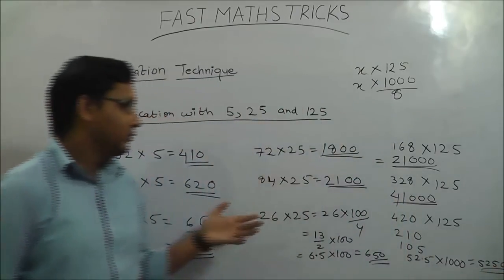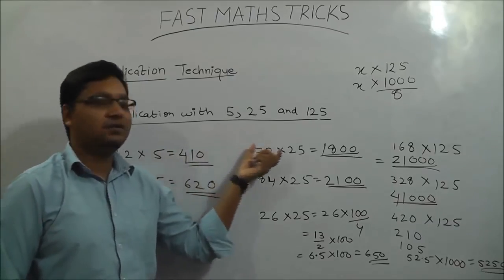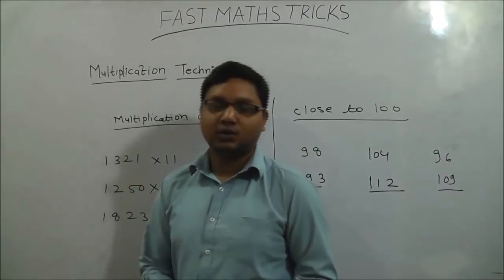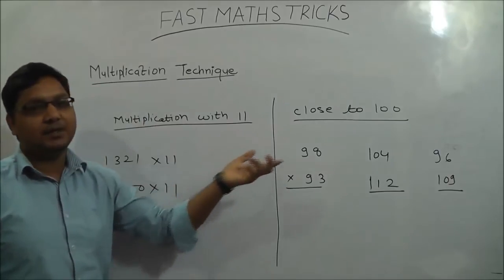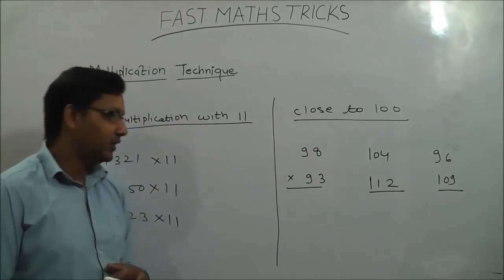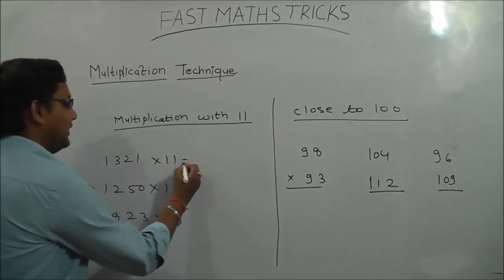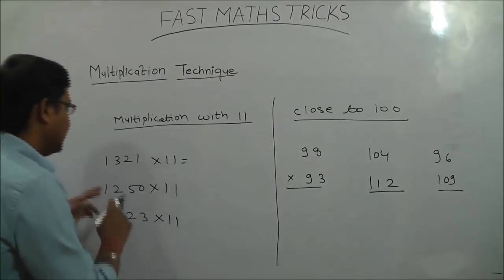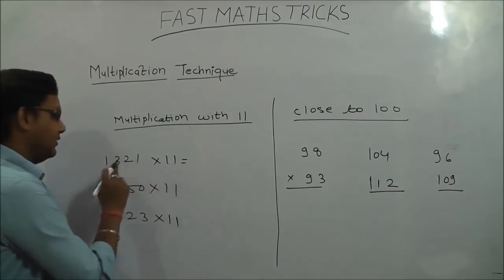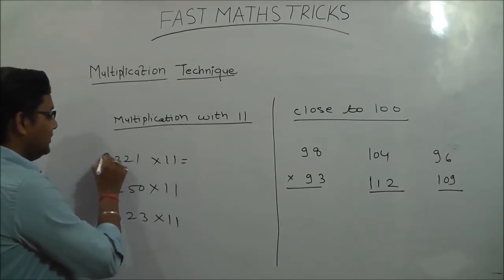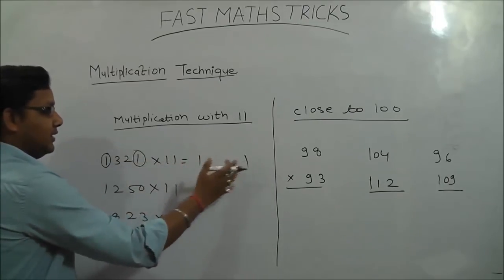So in this way we can do multiplication when we have to multiply with 5, 25 and 125. So let us see our last technique of multiplication, that is multiplying with 11 and multiplying with numbers close to 100. Okay, so let us first see how to multiply a number with 11. Multiplying any number with 11 is very easy. Suppose the number 1321 is multiplied with 11. First write the first digit and last digit of the number and leave some space.